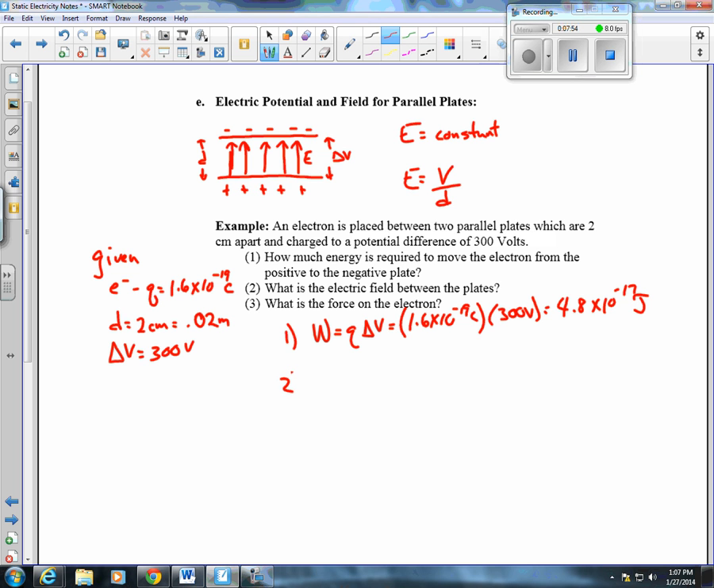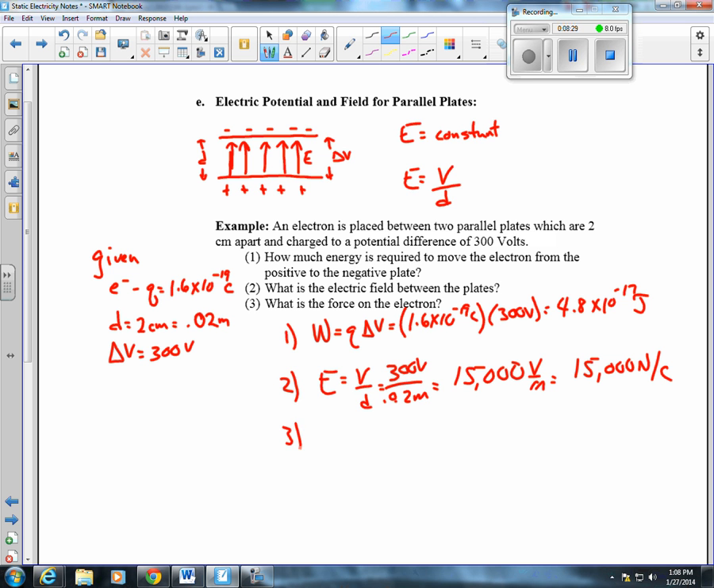Step 2, we want to find the electric field. This new equation, electric field is voltage over distance. So the voltage was 300 volts over 0.2 meters. And that's going to give me, actually a mistake, it's 0.02 meters, not 0.2. And that gives me 15,000. Now we could write volts per meter for electric field, which actually is an acceptable unit. But if you remember, we also have to use Newton per coulomb. So either one of those is okay.